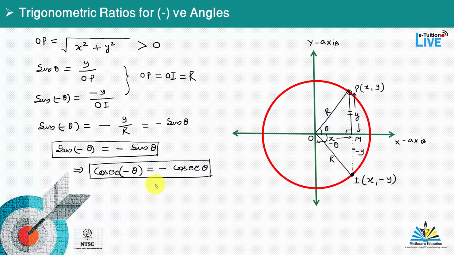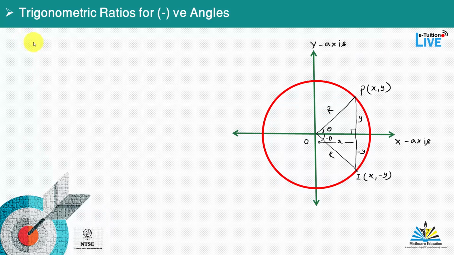Now, what is the importance of this formula? Say we need to find the value of sine of minus 30 degrees. Then we can directly apply this formula as minus of sine 30 degrees. We know the value of sine 30 is half, so minus half. Hence sine of minus 30 degrees is equal to minus half.